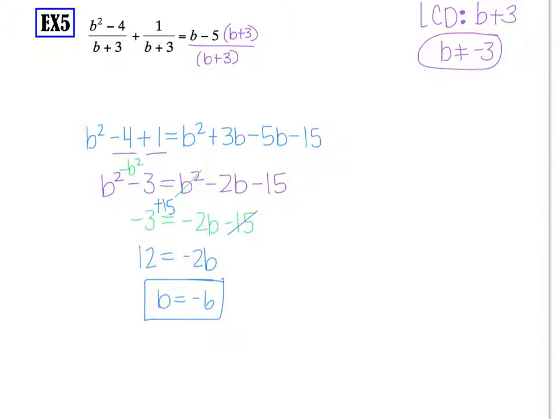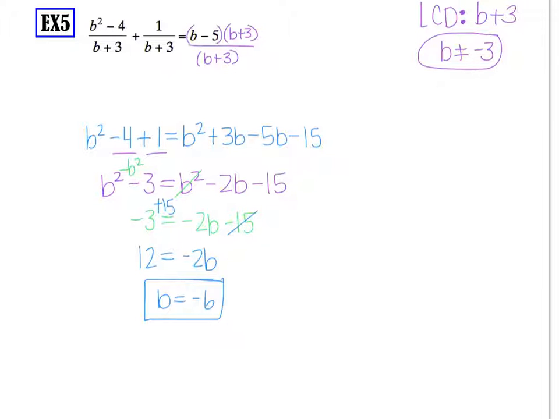All right, so then what, if any, of the common denominator is each fraction missing? Well, the common denominator is b plus 3, so this fraction has it. This fraction also has it, and this one doesn't have a denominator, so it's going to need that b plus 3. So what I do to the denominator, I have to do to the numerator. So I end up with that b minus 5 being multiplied by b plus 3.